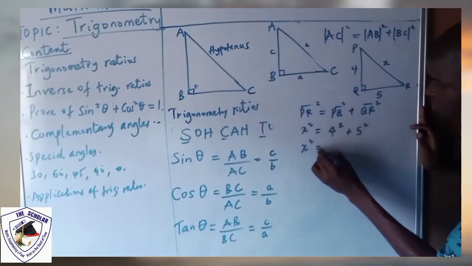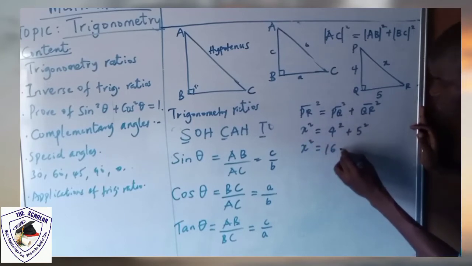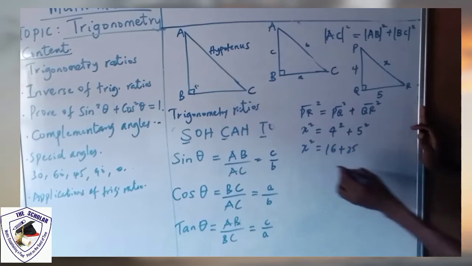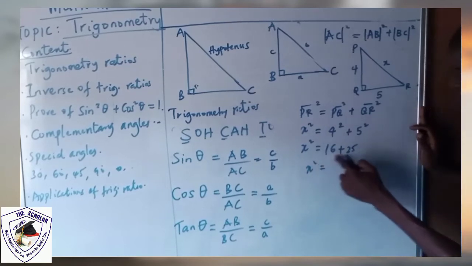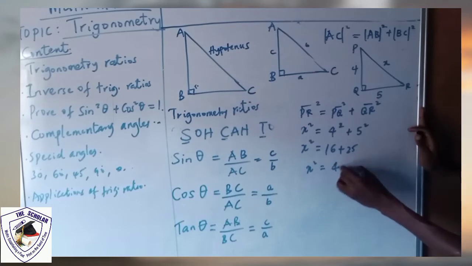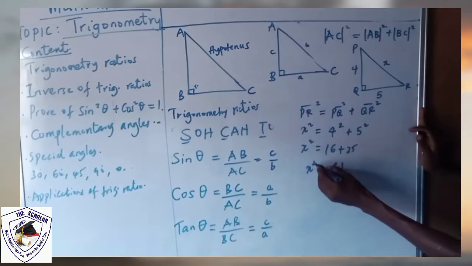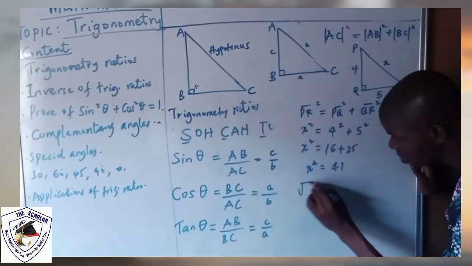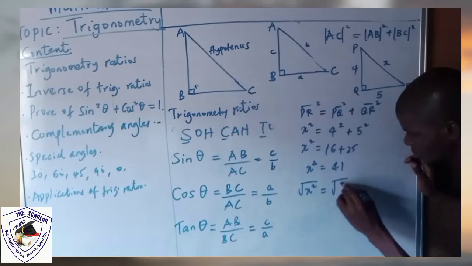That means x squared is equal to 4 squared, which is 4 times 4, 16, plus 5 times 5, 25. That means I have x squared is equal to 16 plus 25. That will give us 41. Then what do you do now? You take the square root of both sides. So when you take the square root of both sides, that means I have the square root of x squared is equal to the square root of 41.